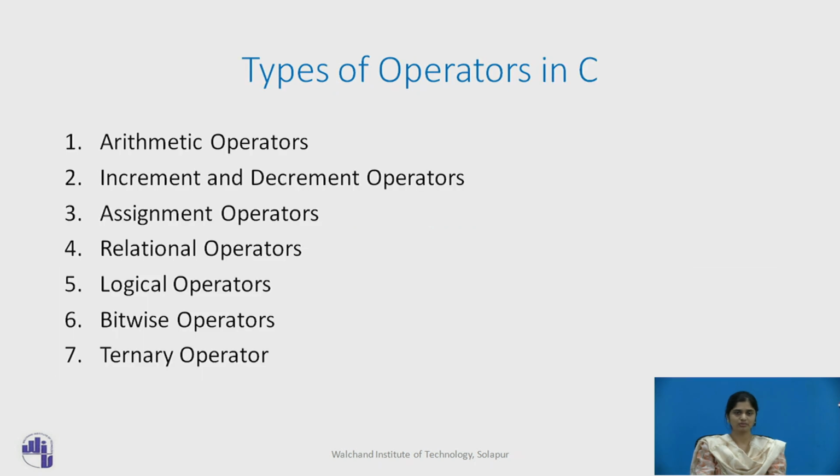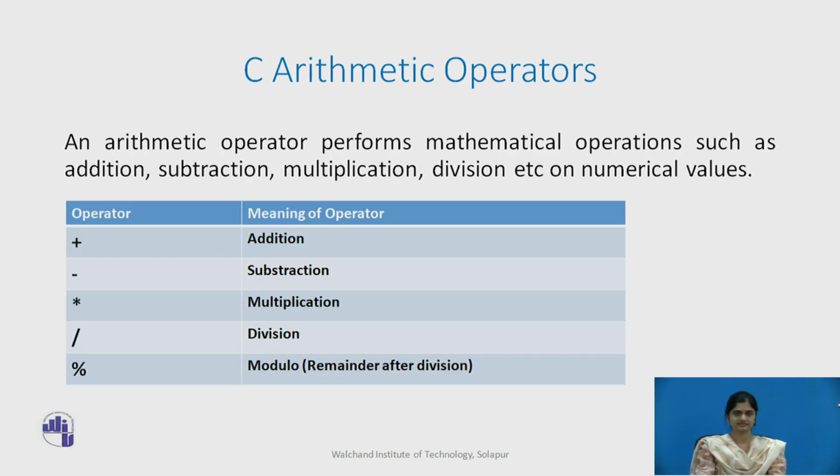Now, types of operators in C. Operators are classified into 6 to 7 types in C. First one is the arithmetic operators, then increment and decrement operators, assignment operators, relational operators, logical, bitwise, and ternary operators.